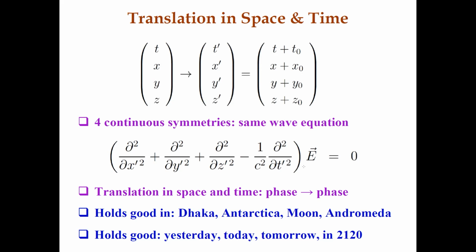So what it means is that if you perform an experiment in physics, it holds good in all places, in Dhaka, in Antarctica, on moon, in Andromeda galaxy, wherever, and it holds good at all time. Yesterday, today, tomorrow, 100 years from now, and 2000 years ago, so on, so forth. That's what makes the laws of physics so powerful. You don't need to come up with a new law every day or everywhere.